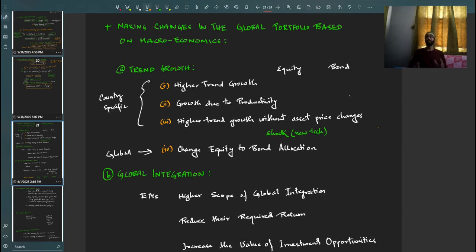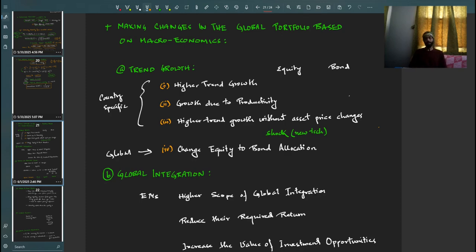So, making changes in the global portfolio based on macroeconomics. Here the assumption is that the analyst or the asset manager has already created a portfolio based on the global market considerations, and now he or she is trying to make reallocations on that same portfolio based on changes in different national level and global level situations. So national and global, these two factors will be taken into account in our discussion mainly.